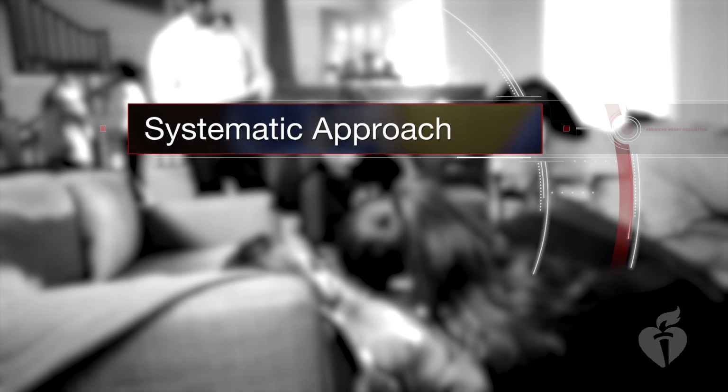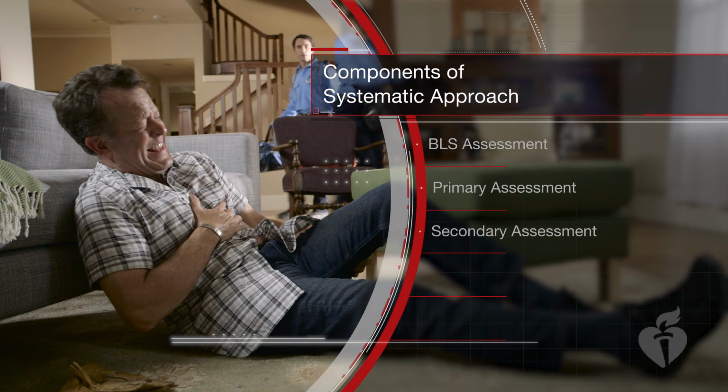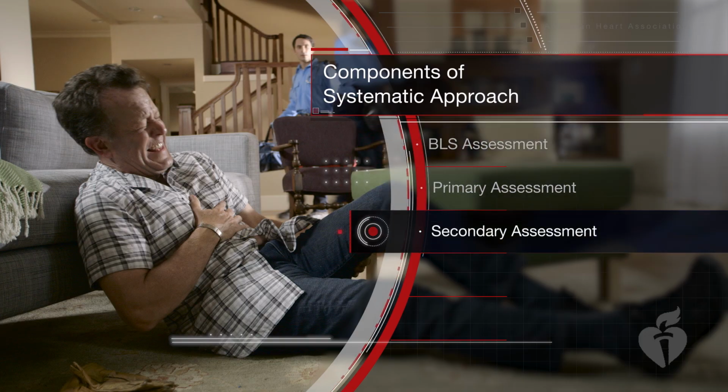The American Heart Association systematic approach includes 3 components once you have established scene safety and your initial impression of the patient: the BLS assessment, the primary assessment, and the secondary assessment. These sequences combine assessment and treatment components for effective resuscitation.